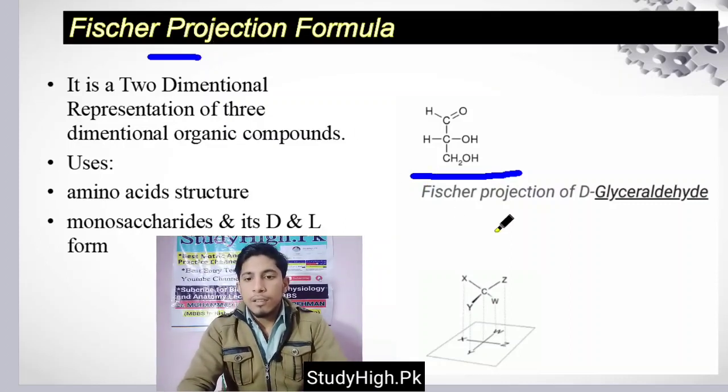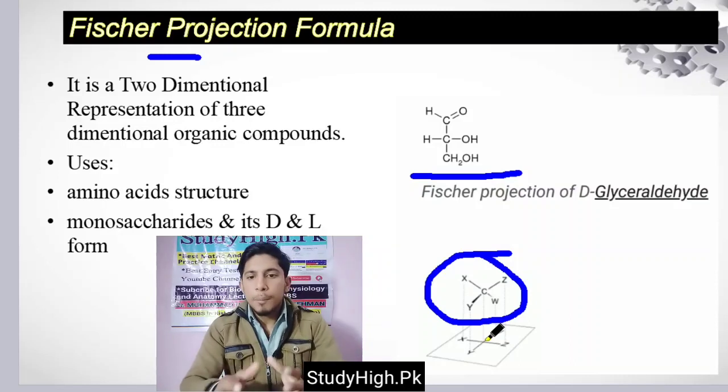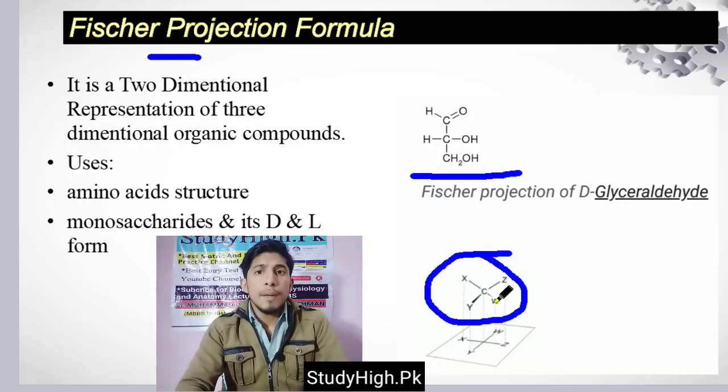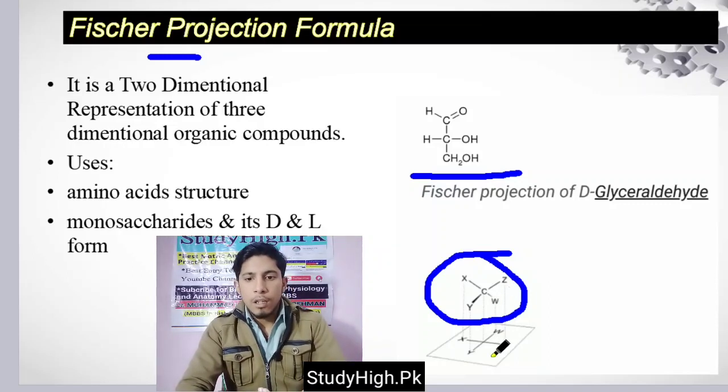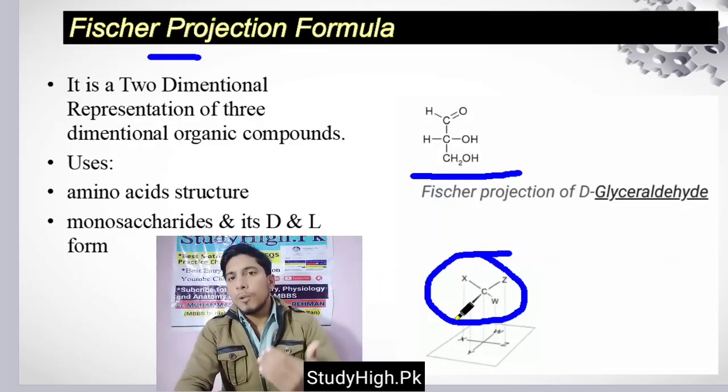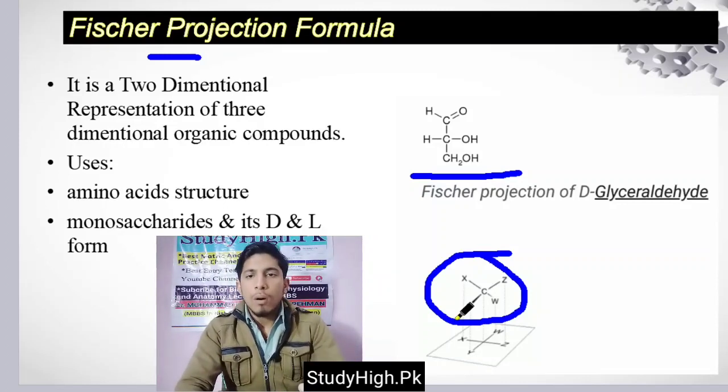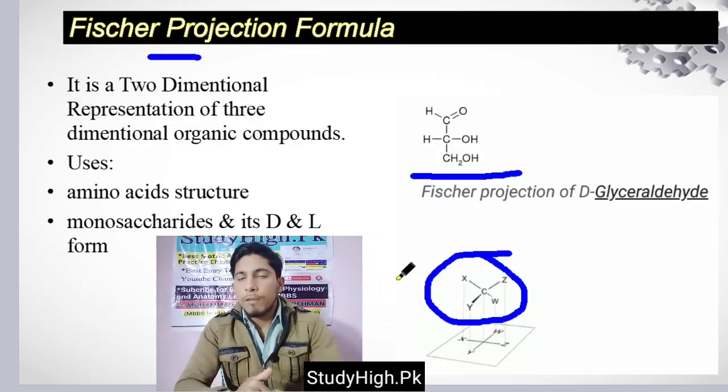And this is a three-dimensional structure which is projecting on this screen. I am going to tell you how Fischer organized this formula. This is a three-dimensional compound, and this is its two-dimensional shadow on the screen. So in this way, it is a projection of an organic compound in a two-dimensional formula. In the two-dimensional formula, we can determine further different types of isomerism, etc.